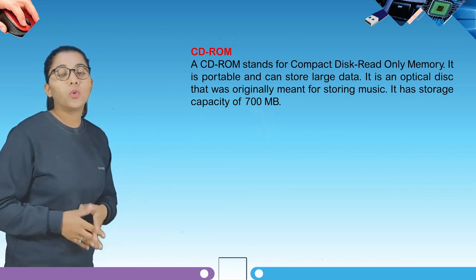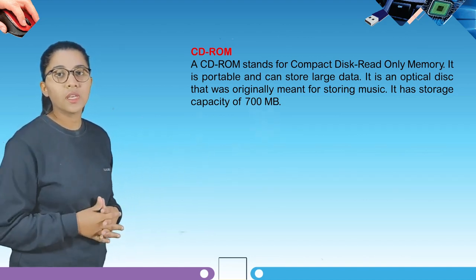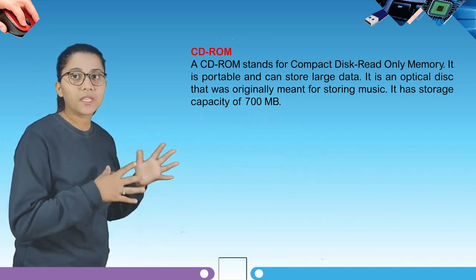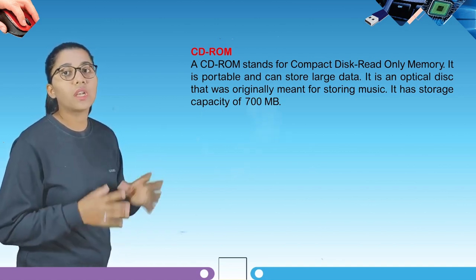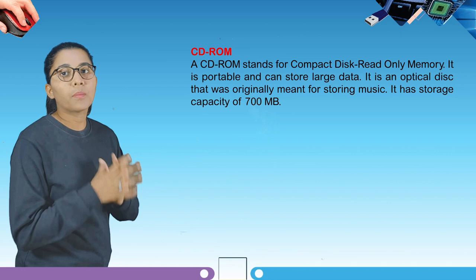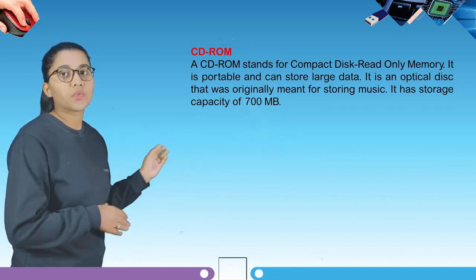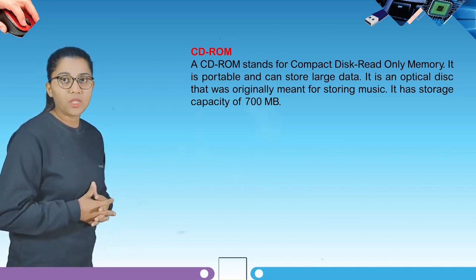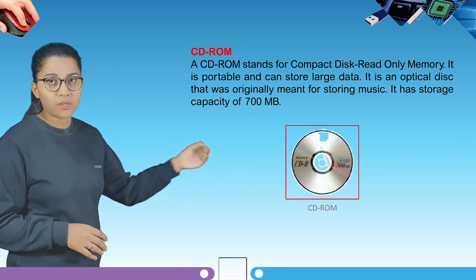Now next we have CD-ROM. You can even store data in a CD. Let's learn about it in detail. CD-ROM stands for Compact Disc Read Only Memory. It is portable and can store large data. It is an optical disc that was originally meant for storing music. It has a storage capacity of 700 MB. So students, you can also see the picture of a CD-ROM here.